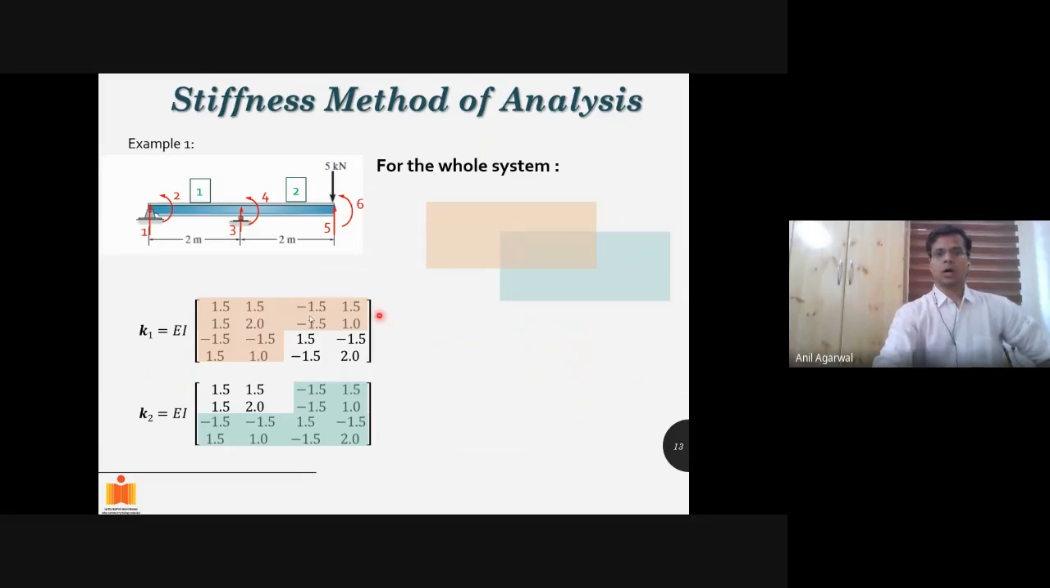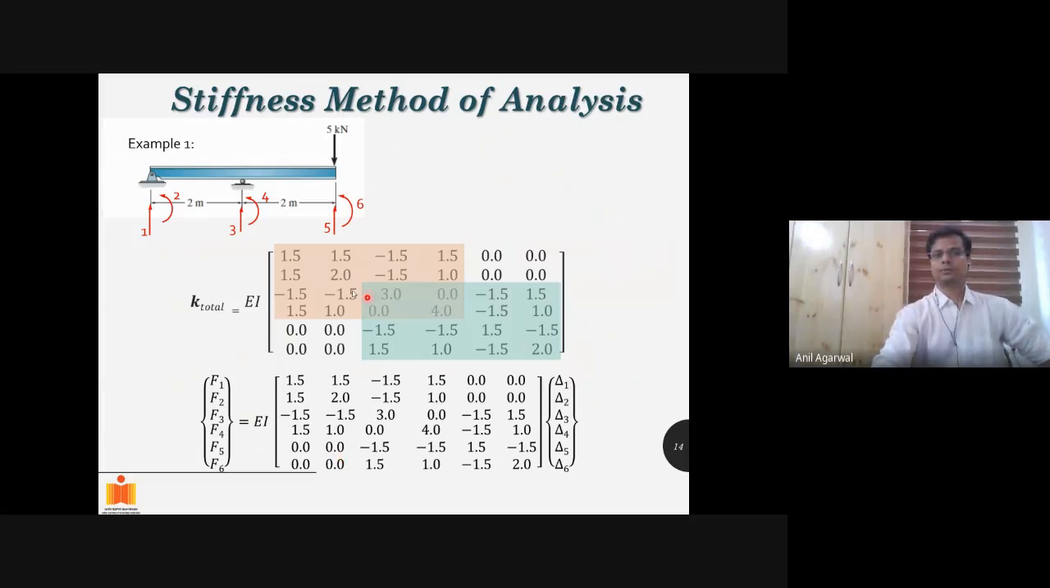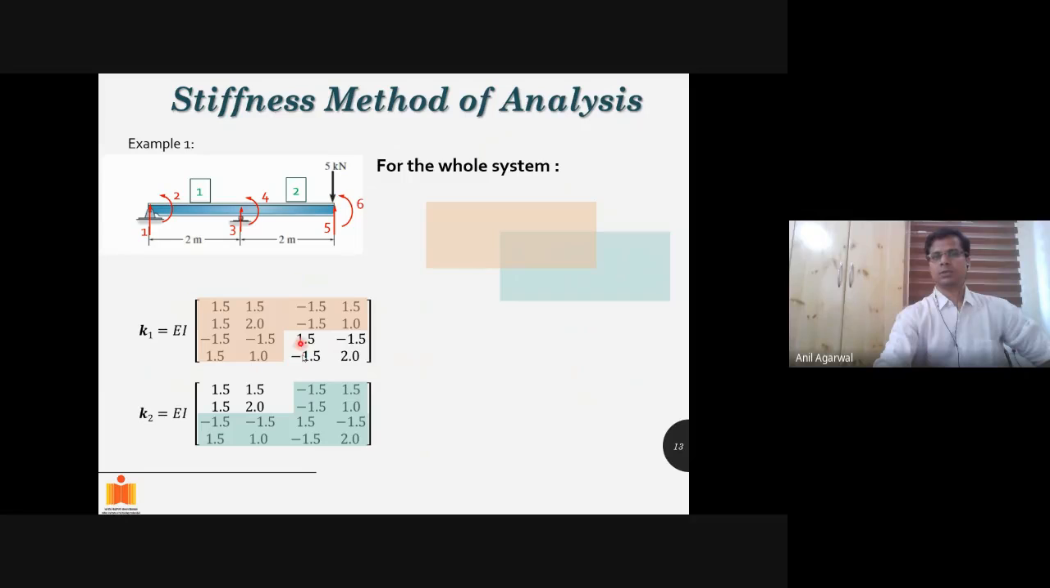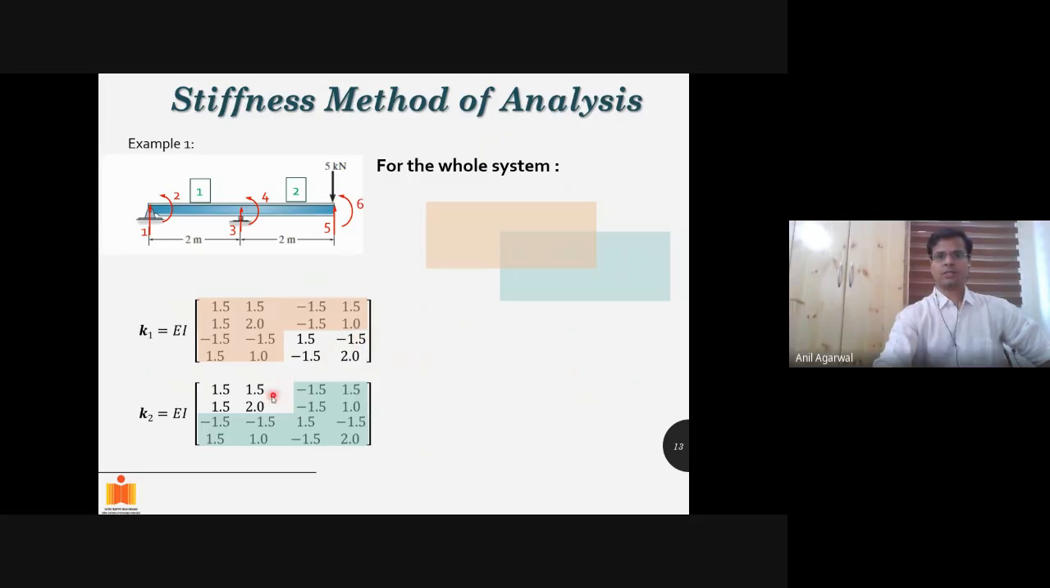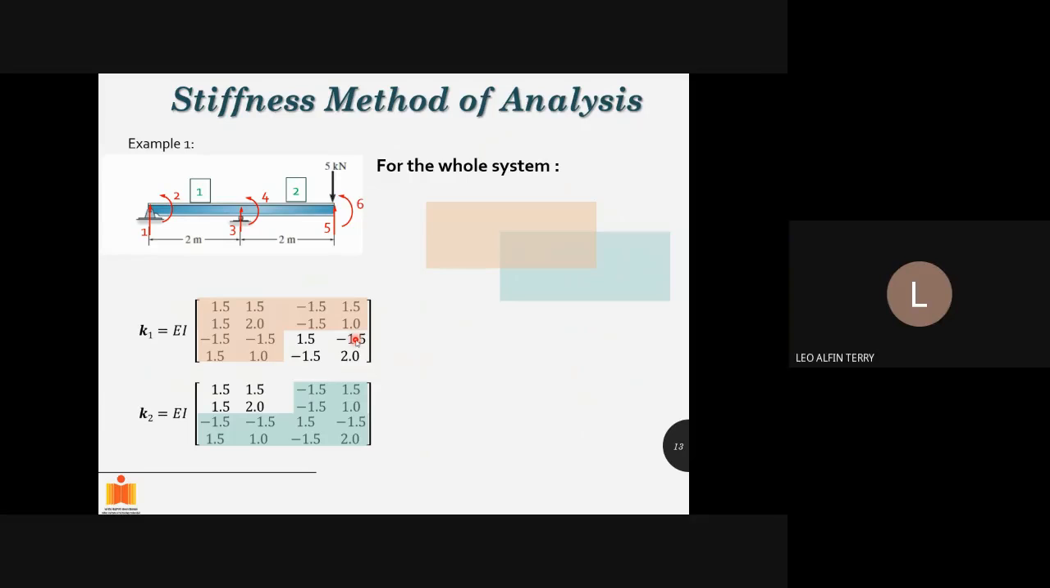Okay, so our member 1 stiffness matrix was this one. Member 2 stiffness matrix was this one. We add the 2. What we get is, which terms are going to overlap? This one is going to overlap with this one. So 1.5 is going to turn into what value? 3. And this term is common, occupying the common space, 1.5 and minus 1.5. So this term will turn into 0.